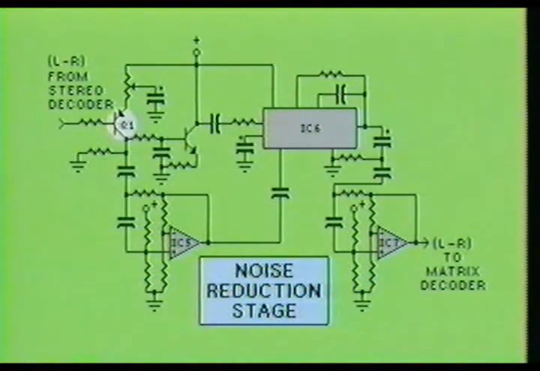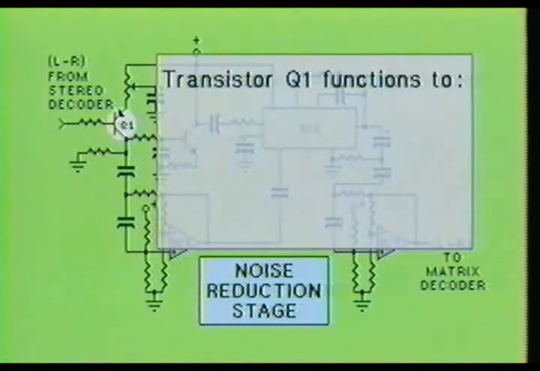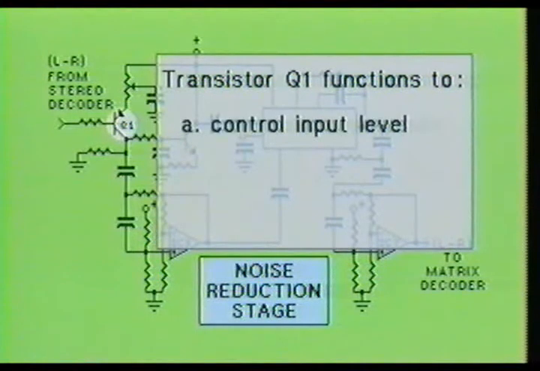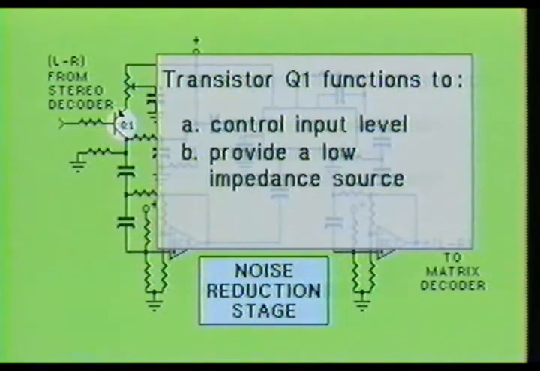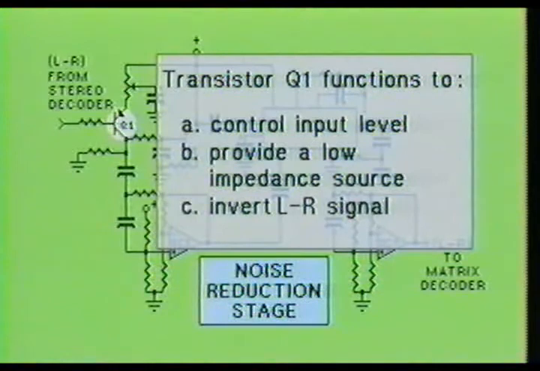Transistor Q1, which receives the L-R signal from IC4, is a PNP RF-IF silicon transistor. Transistor Q1 provides 3 functions to the L-R signal: to control the audio level into the noise reduction stage, to provide a low impedance source to drive the next circuits, and to provide inversion of the L-R signal to offset the expander's reverse output polarity.